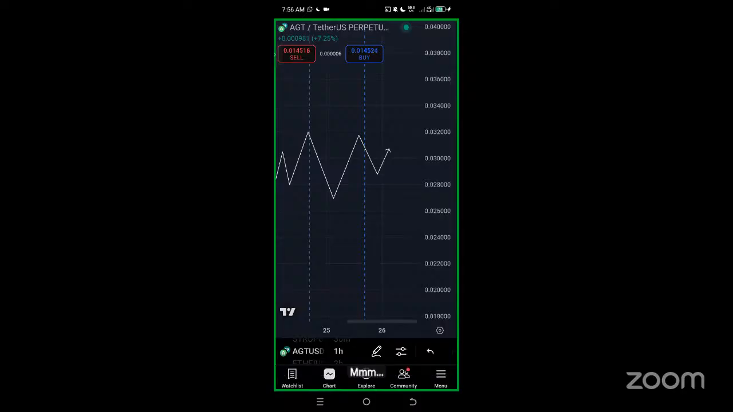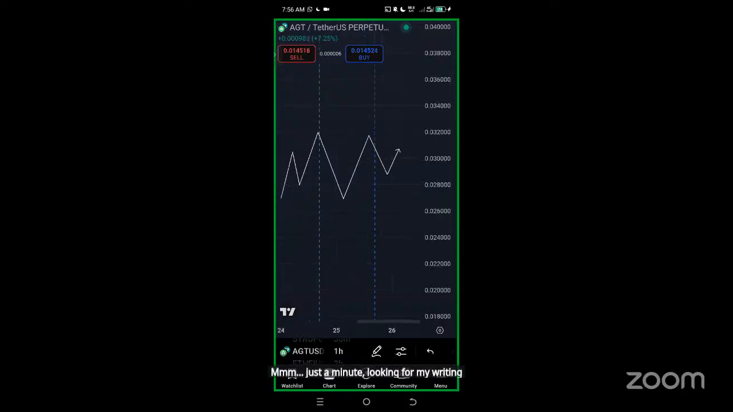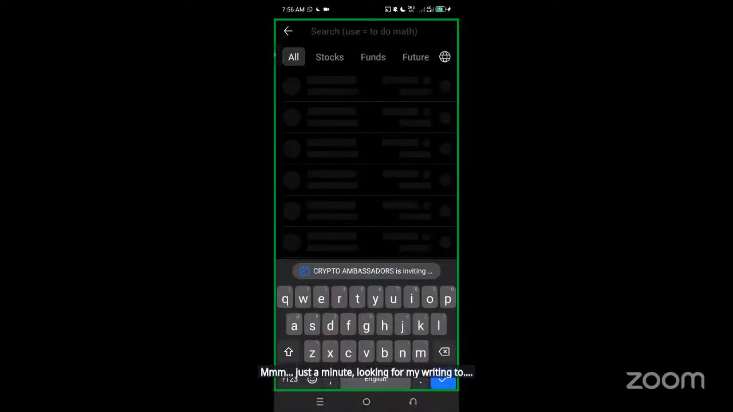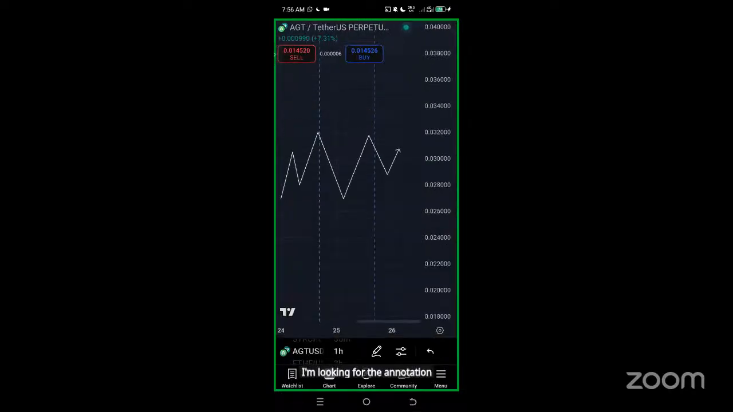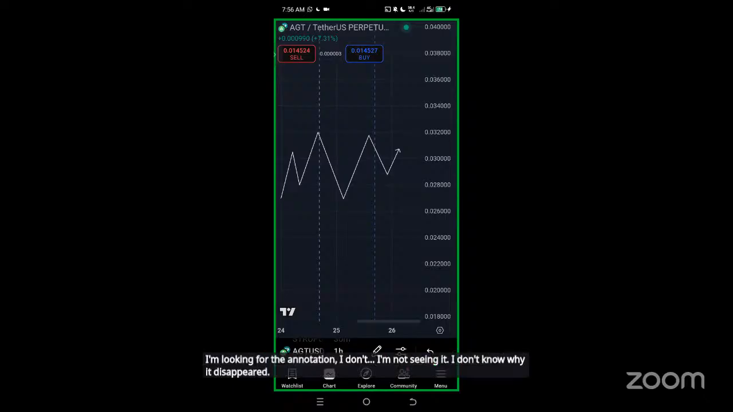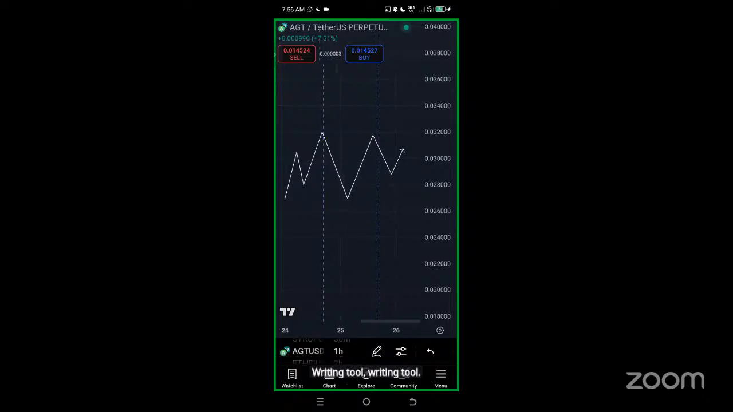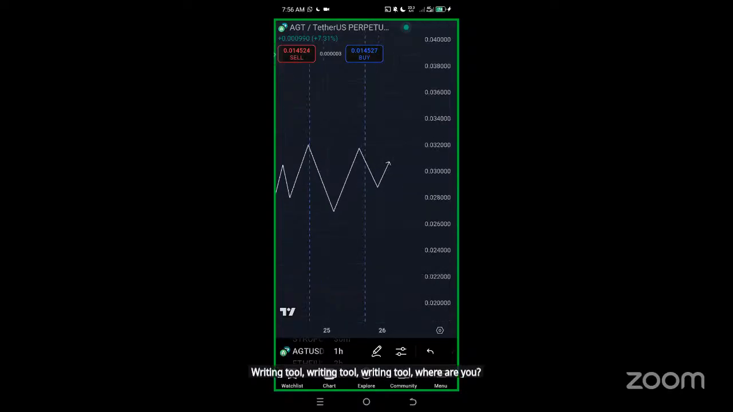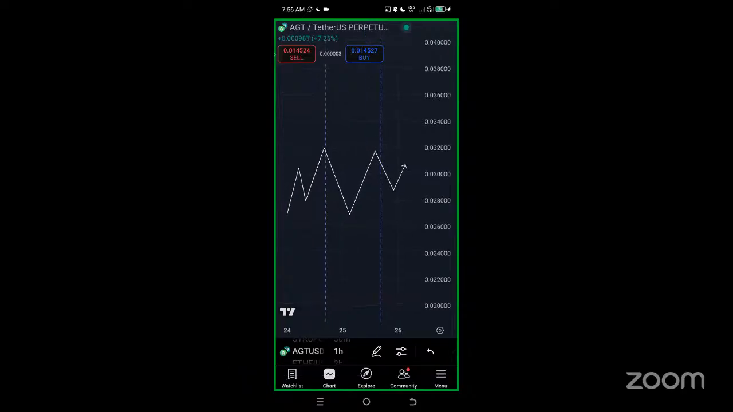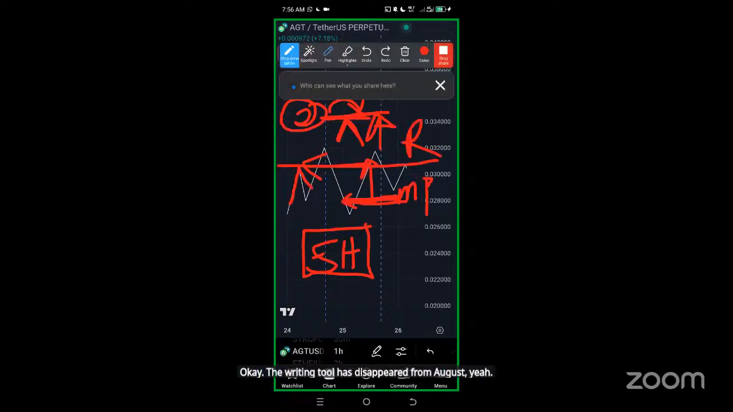Just a minute, I'm looking for my writing tool. I'm looking for the annotation. I'm not seeing it. I don't know why it disappeared. Writing tool, where are you? Okay, the writing tool had disappeared, but I've got it.